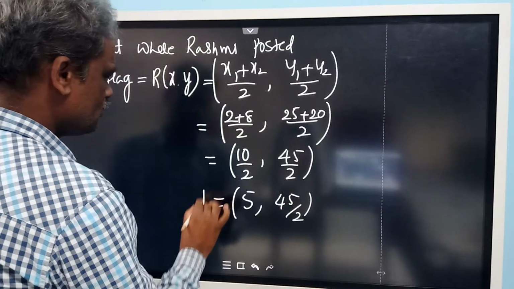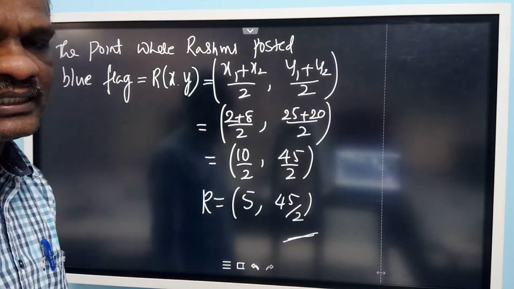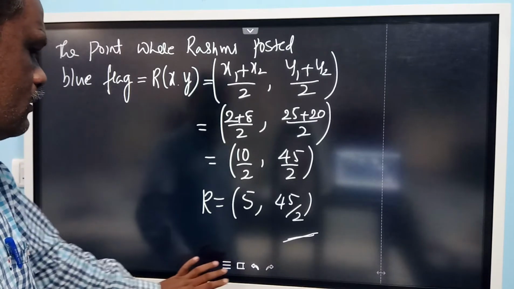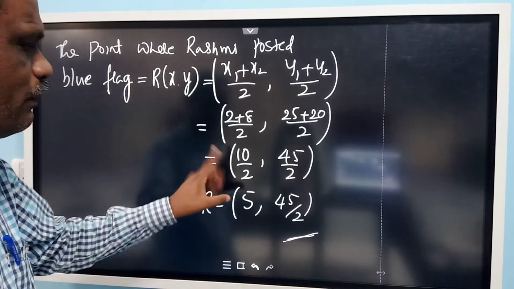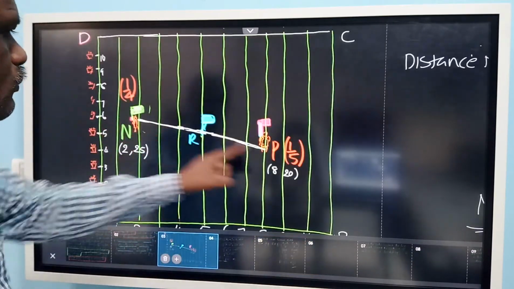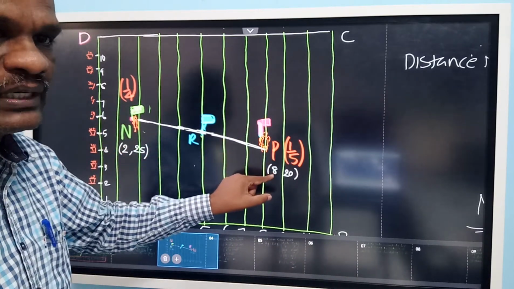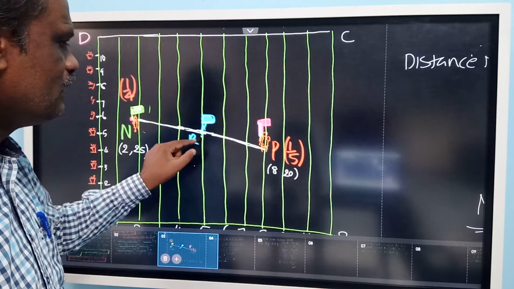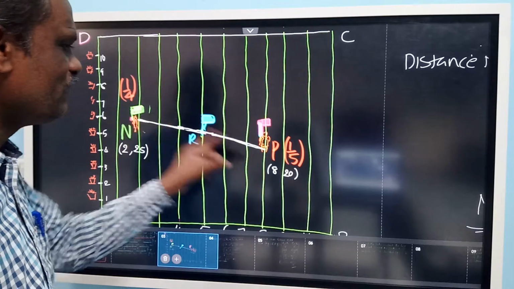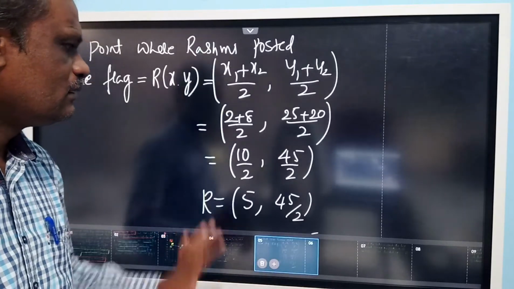So these are the coordinates of the point R where she posted the blue flag between N and P. This is the midpoint of the line segment joining these two flags. This is the green flag posted by Niharika, the red flag posted by Preet, and the blue flag posted by Rashmi. It is exactly in between these two flags. So this point also we have found out. So that's the answer finally.